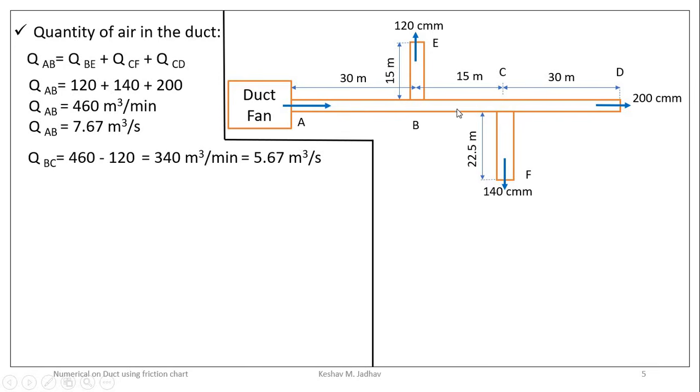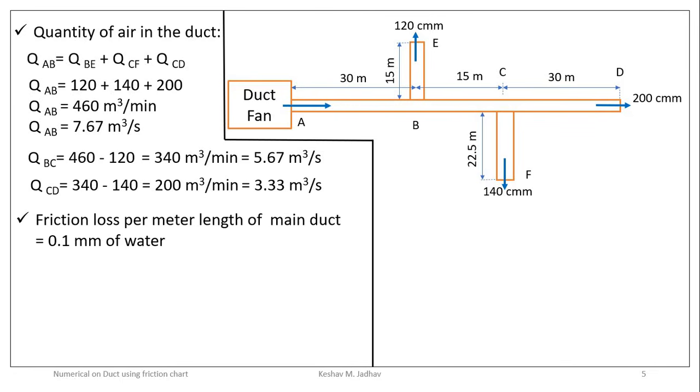Now, from this 340, which is volume flow rate through section BC, if we subtract 140, then we get volume flow rate of air through section CD equal to 200 meter cube per minute. We can convert this 200 meter cube per minute into meter cube per second. If we divide by 60, we will get 3.33 meter cube per second. In this way, we have got volume flow rate for each section of the main duct. Also, we have calculated friction loss per meter length of main duct, which is equal to 0.1 mm of water. Now, we can use the friction chart to calculate dimensions of the main duct.